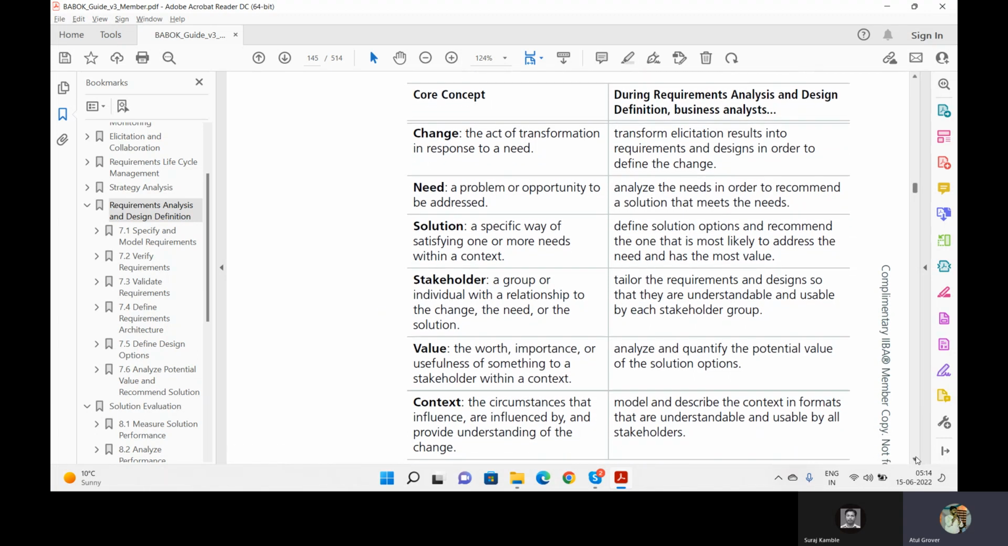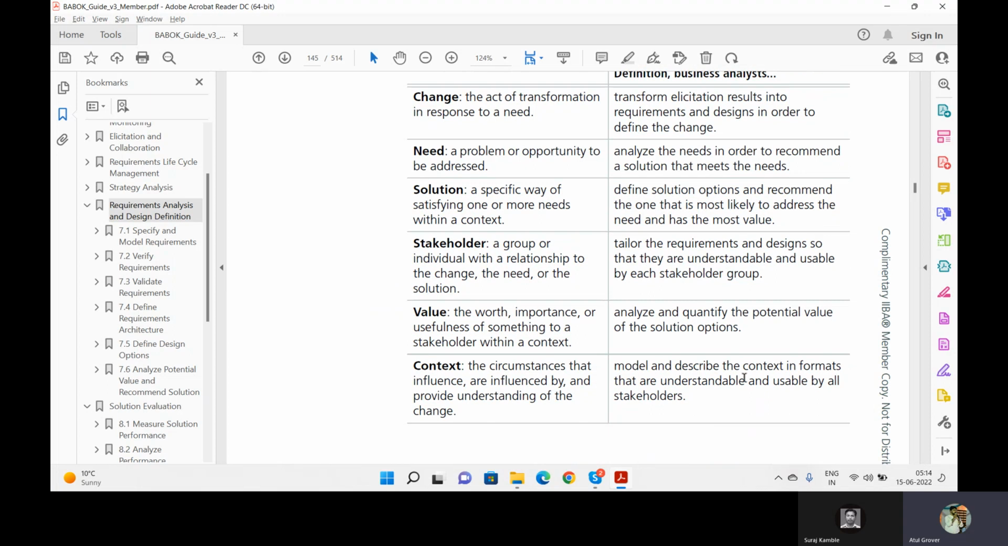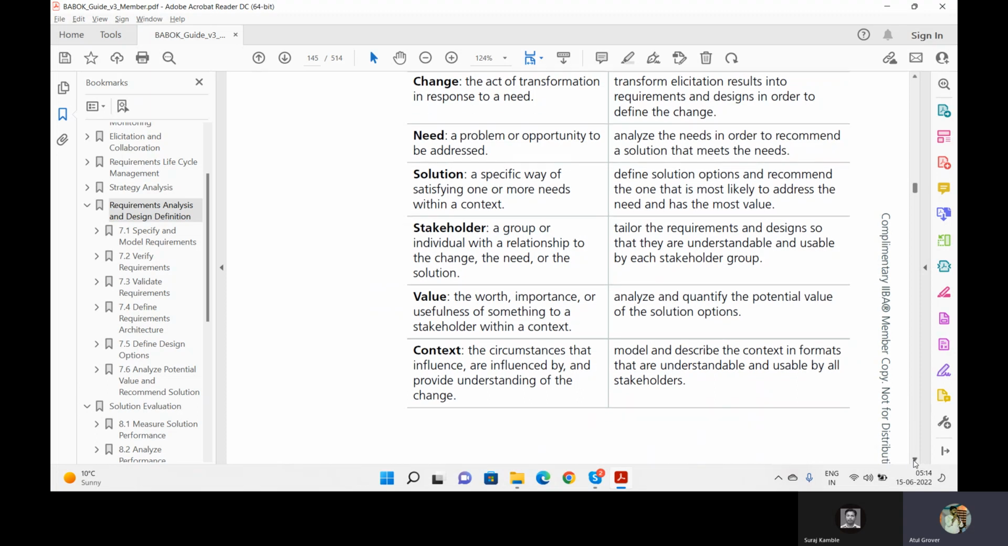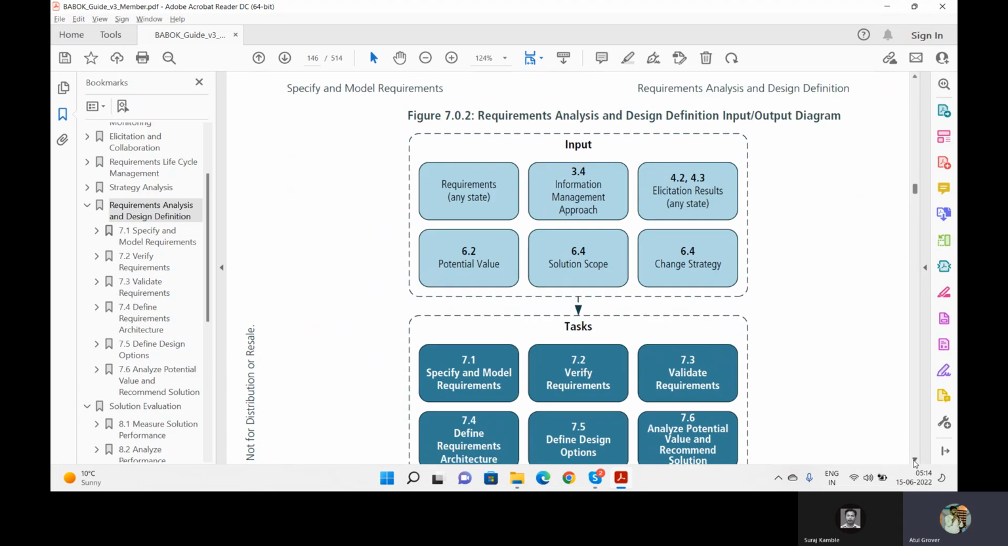It should be in a format understandable and usable by the stakeholders. Okay. Now, if I pick up the first topic in this chapter, it is called requirement analysis and design definition, input and output. Overall picture कैसे लगता है मुझे? Means how this complete topic will work, how this complete chapter will work.